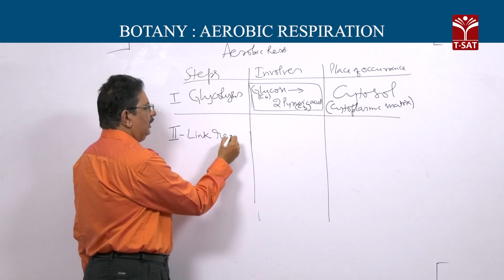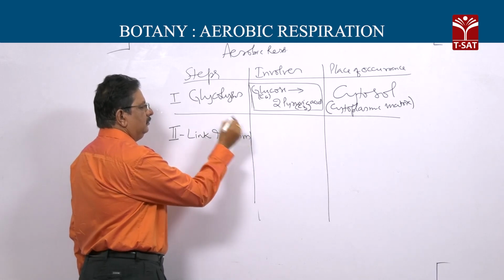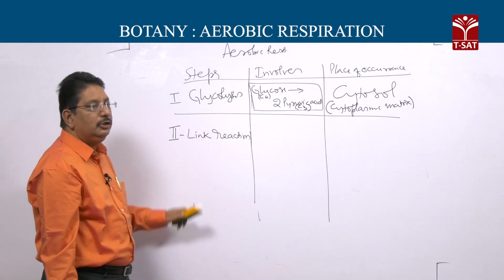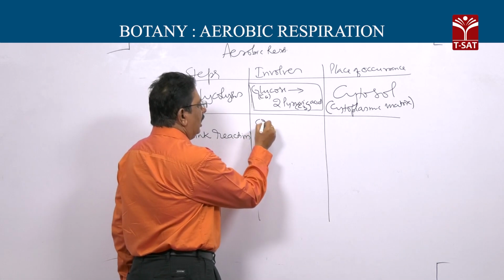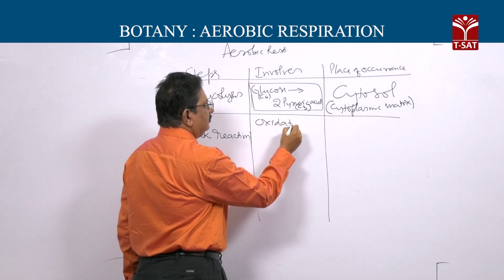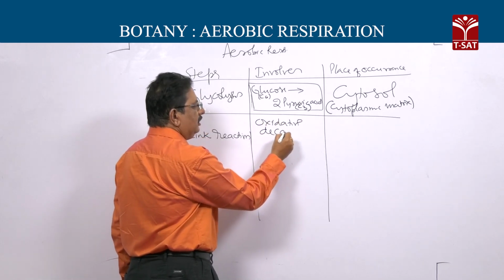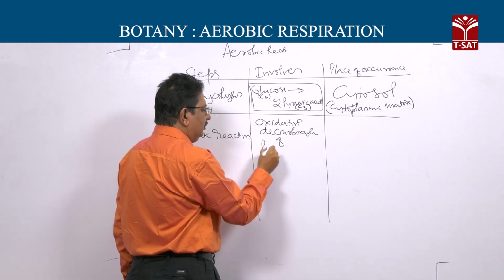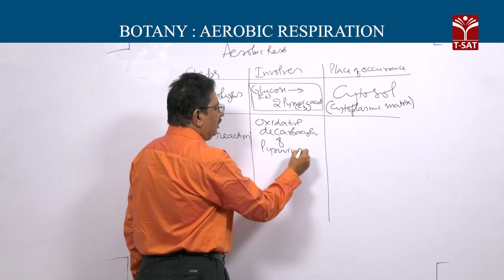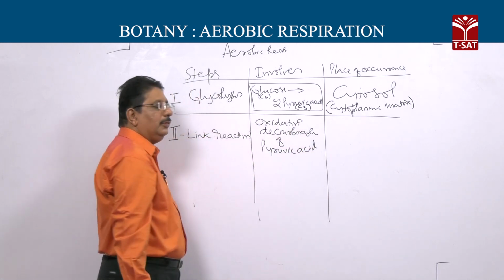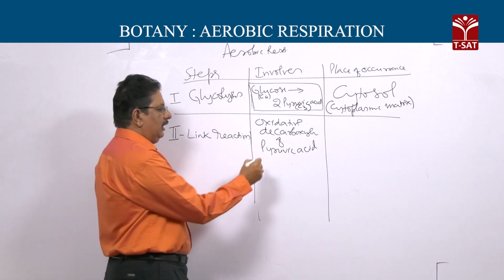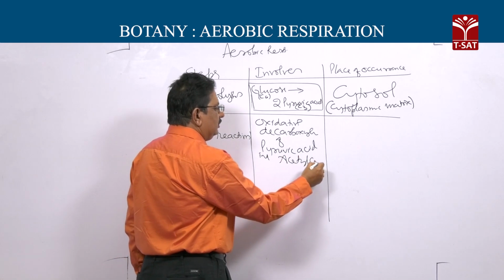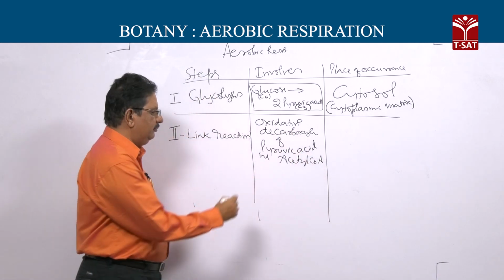And another step in aerobic respiration, called the second step, is more popularly called the link reaction. The link reaction is the second step in aerobic respiration, which involves oxidative decarboxylation of pyruvic acid into acetyl coenzyme A. So, let it be like this.